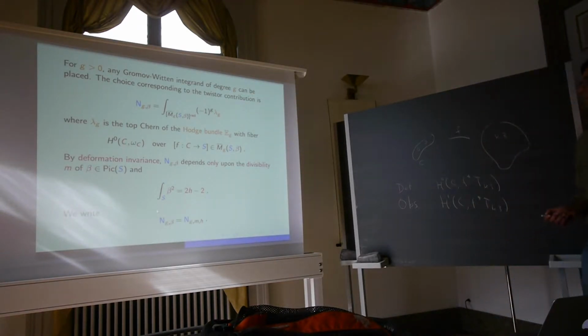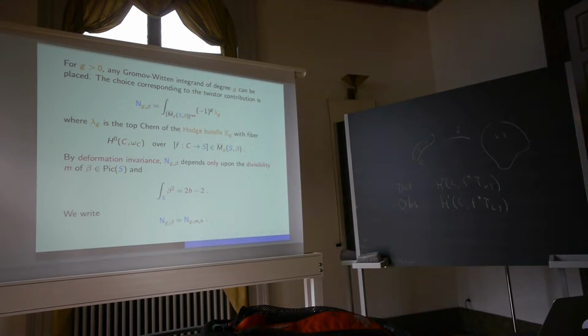So we can write, instead of this number that's counting genus g curves of class beta, we can have genus g, m, which is the divisibility of beta in the Picard lattice, and h, which comes from the self-intersection. So one can say that this problem of counting curves on K3 surfaces, either by looking at this reduced class, or viewing them in the twistor family, is a problem that has three parameters: the genus, the divisibility of the class, and the self-intersection of the class. So from this point of view, it's very simple.